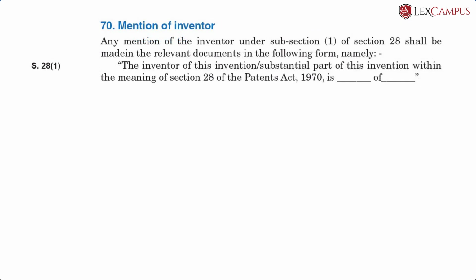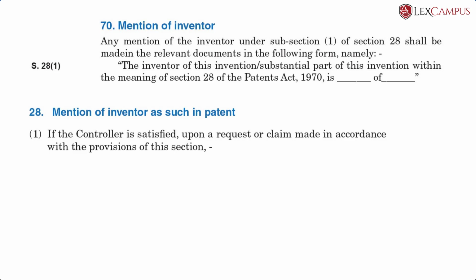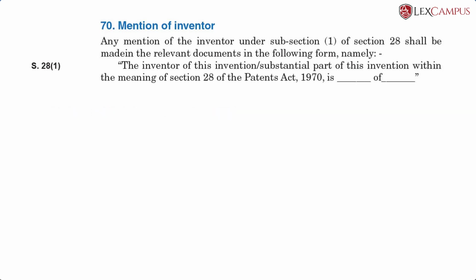And Rule 70 tells us the form in which the mention has to be made. Any mention of an inventor under 28(1) shall be made in the relevant documents, that is complete specification and the register, in the following form: the inventor of this invention slash substantial part of this invention within the meaning of section 28 is dash of dash. Okay. Now, this is the way in which mention of inventor has to be carried out.